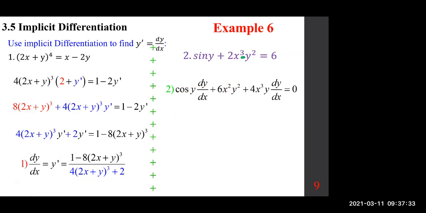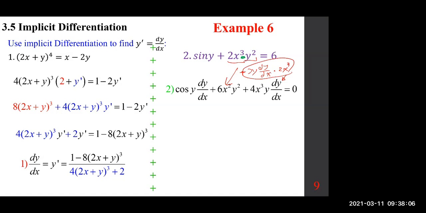This gives you 2x cubed gives you 6x squared. We have that 6x squared y squared. Plus, now the next one, I want to just write it as first y squared is 2y dy dx times 2x cubed, resulting in this. And you're done with calculus.